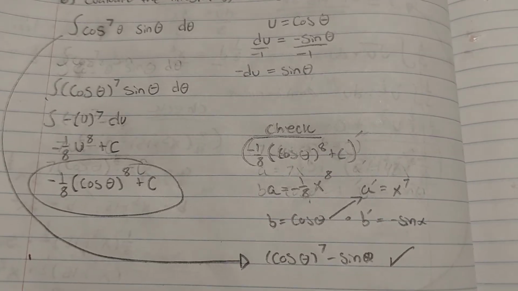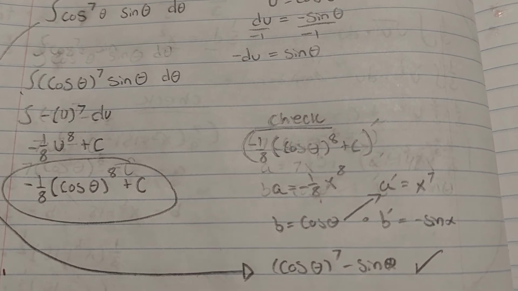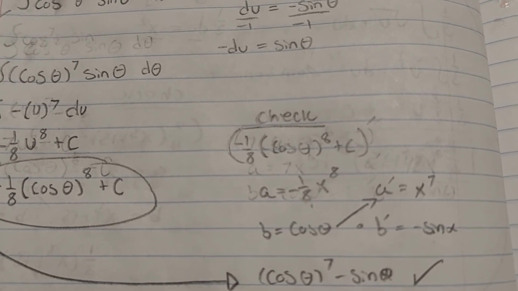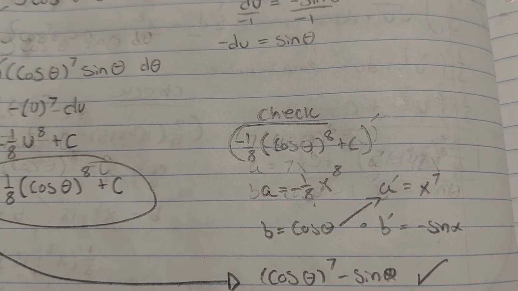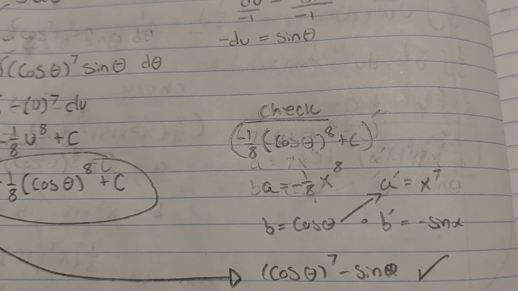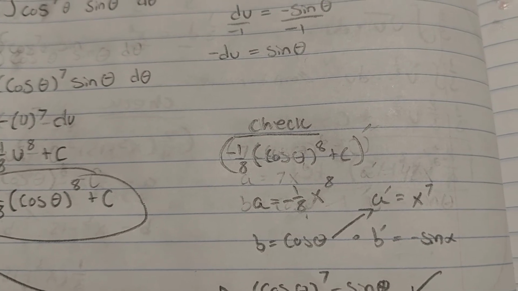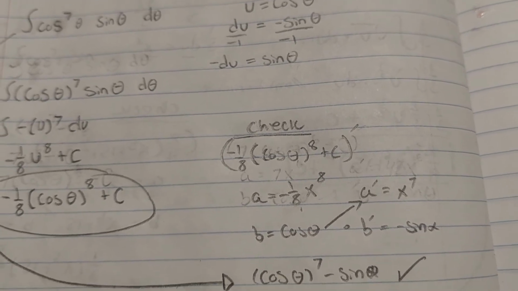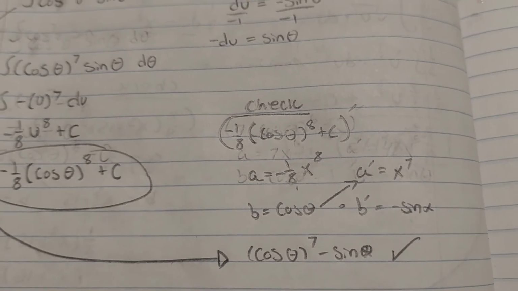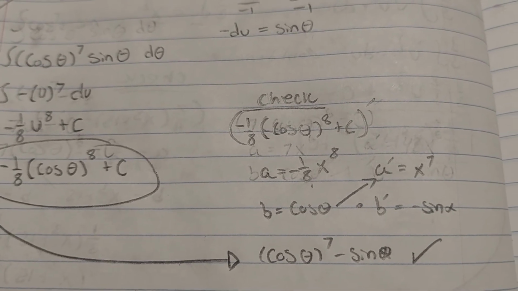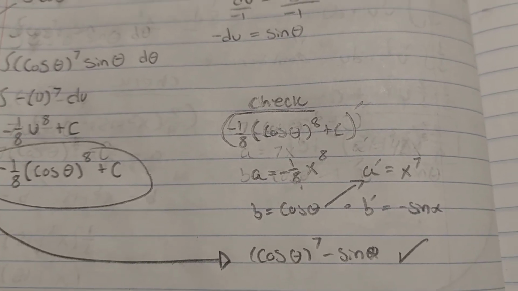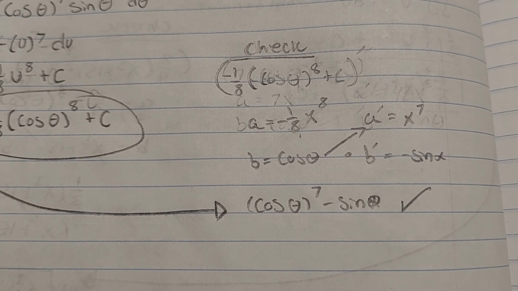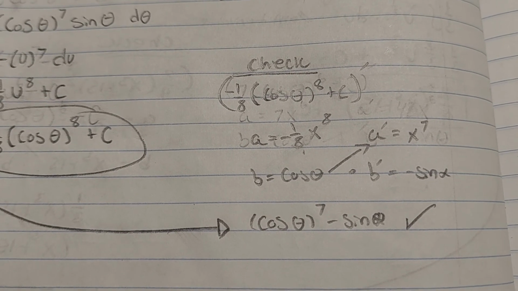And just to check that everything is correct, when we take the derivative of this, it is a chain rule, of course. So the outside function is -1/8 x to the power of 8, and our inside function is cosine theta. So the derivative of -1/8 x to the power of 8 equals x to the 7th, and our derivative of cosine is negative sine. And when you plug everything back in together, like so, you get cosine theta to the 7th times the negative sine of theta.